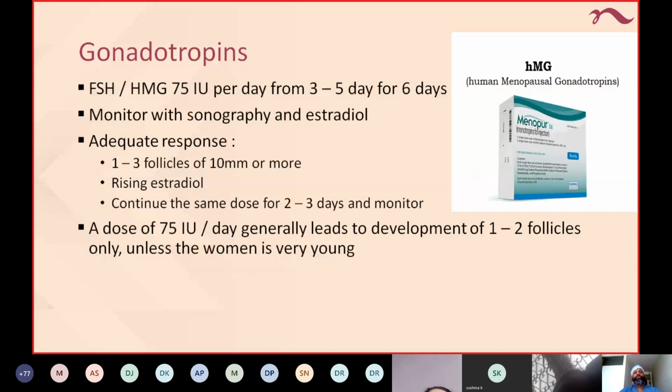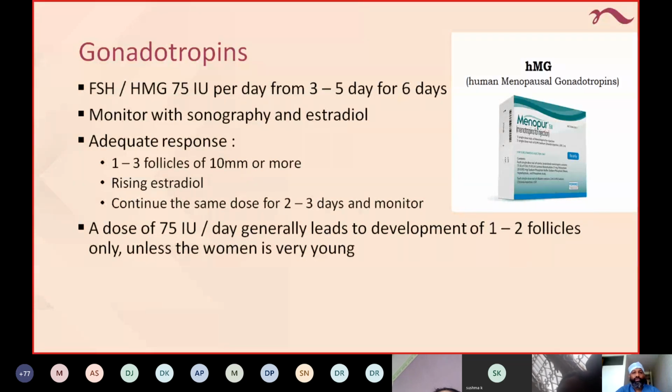So gonadotropin, usually you can use FSH or HMG. The basic minimum package, what you get as a minimum dosage, is 75 international units, and you can use it based on different combinations, either alternate day, daily, or once in 4 days, based on what kind of treatment you are doing, whether IVF or IUI. And monitoring with sonography and estradiol is very important. What we call adequate response in an IUI cycle is at least one follicle, maximum 3 follicles, 10 millimeter or more, and rising estradiol levels, and continue the same dose for the next 2 to 3 days and monitor it.